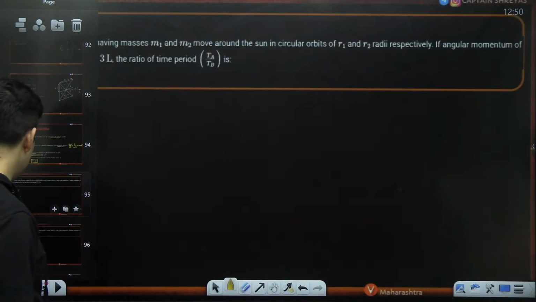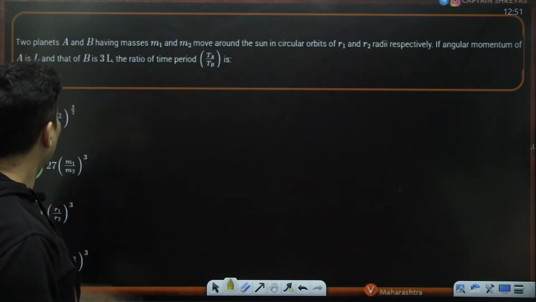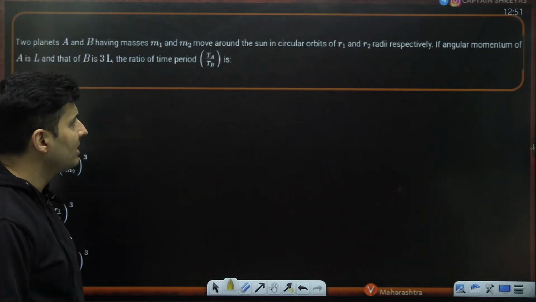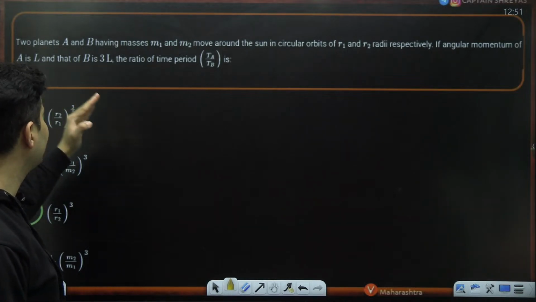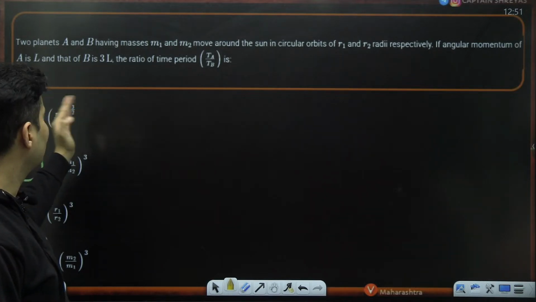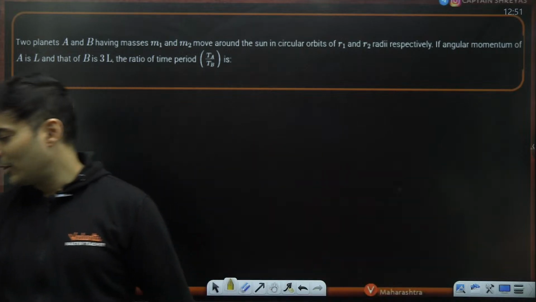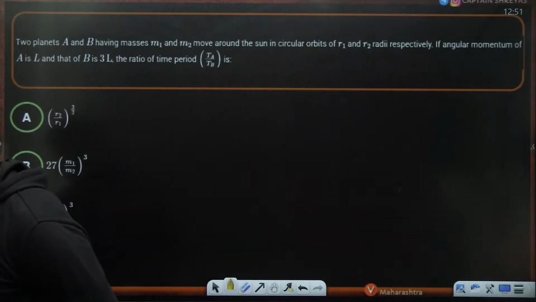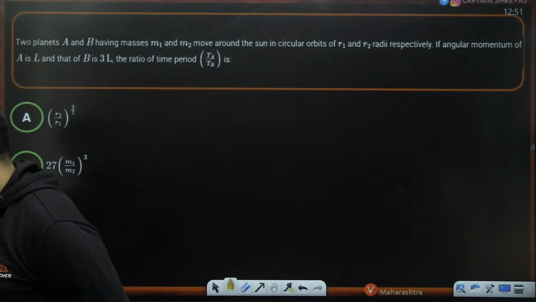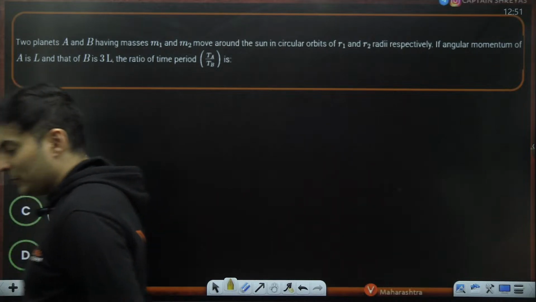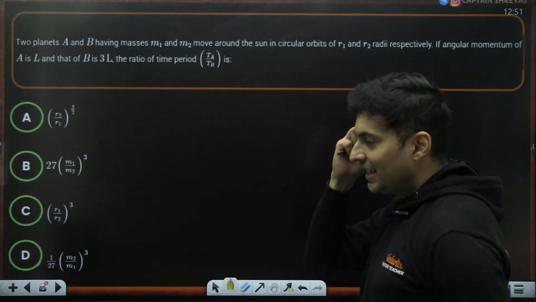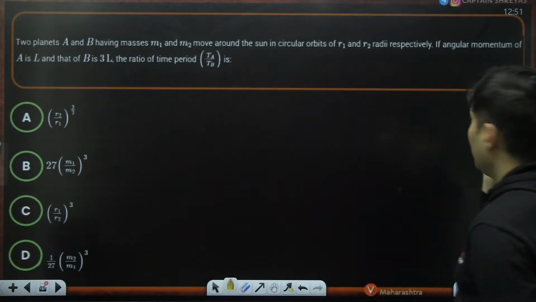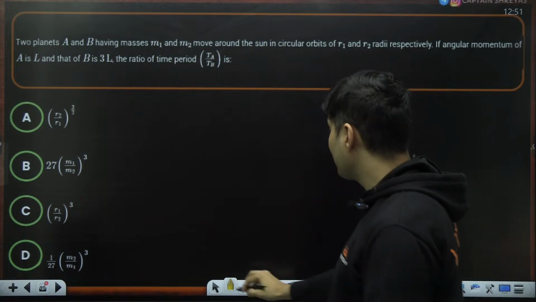Let's do some questions, guys, quickly. Two planets, masses m1, m2, moving around the sun in orbits r1, r2. Angular momentum of A is L and of B is 3L. The ratio of the time periods is, come on, very nice. They have coupled two or three laws together. Can you figure this out now? Think, guys, carefully. The angular momentum of A is L and of B is 3L.